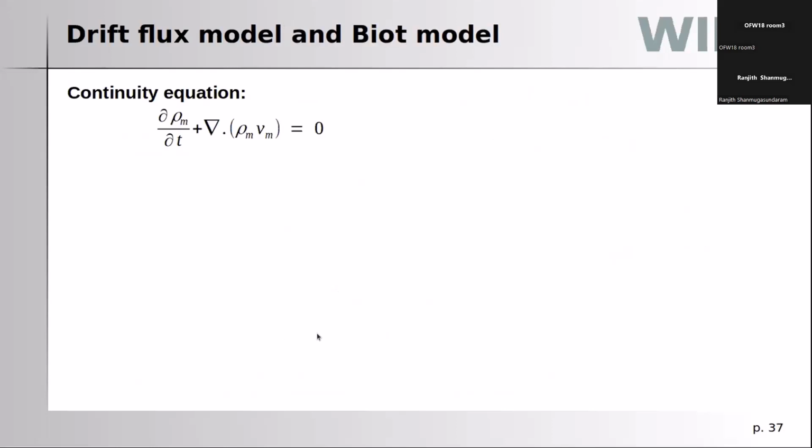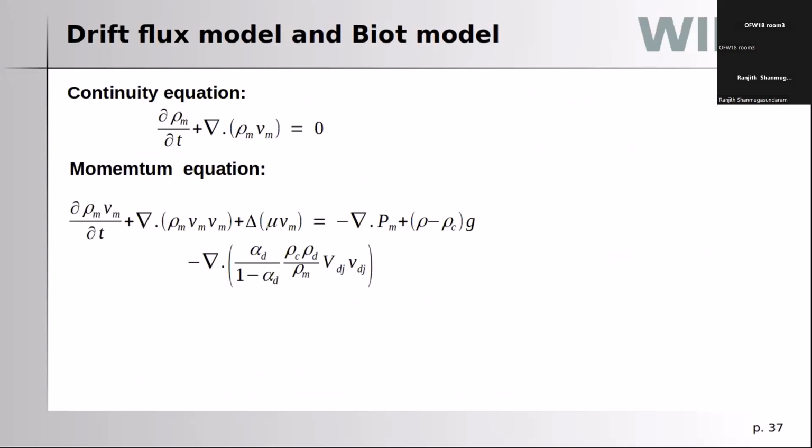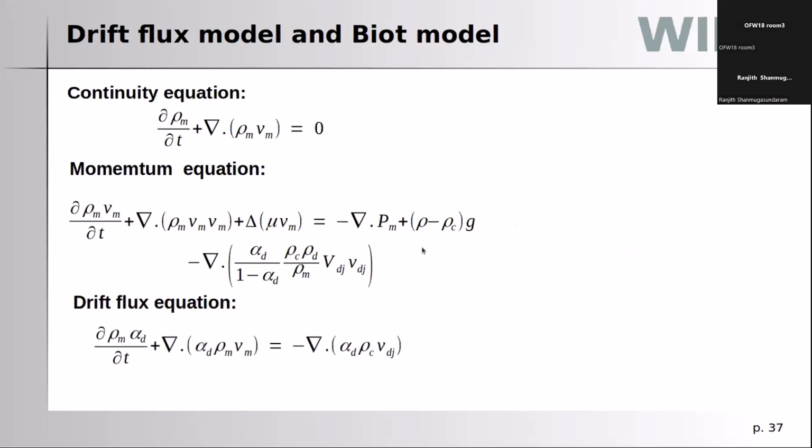If you compare with the equation model, you have the continuity equation, the same as that, and then the momentum equation. Here, the continuity equation is similar to the normal Newtonian fluid, but in the momentum equation, in addition to the normal equation, you have an additional term. This is from the drift flux. And additionally, you have this drift flux equation. This is how it determines how the amount of soil particles changes.